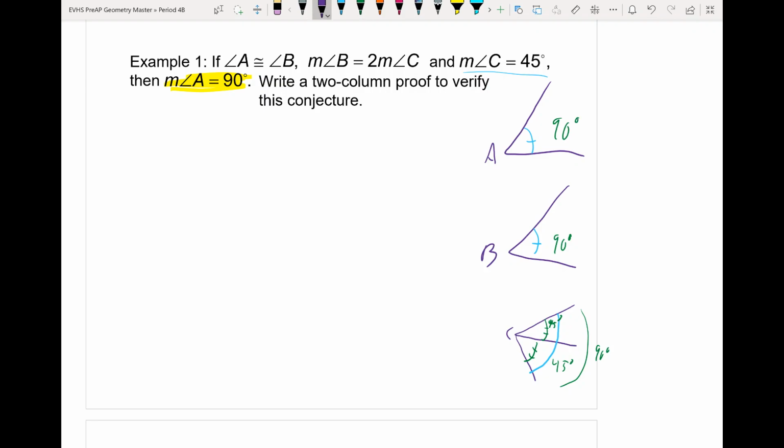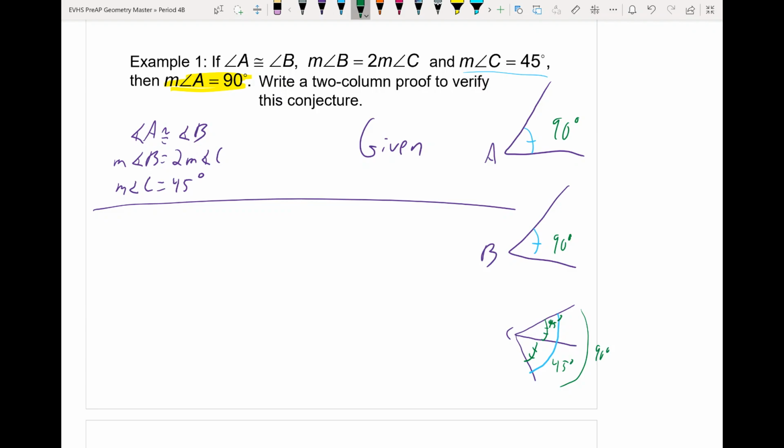Now the problem is, how in the world do I go ahead and prove it? Well, first off, I want to write out all of my given information. Angle A is congruent to angle B. The measure of angle B is 2 times the measure of angle C, and the measure of angle C is equal to 45 degrees. All of that is given.